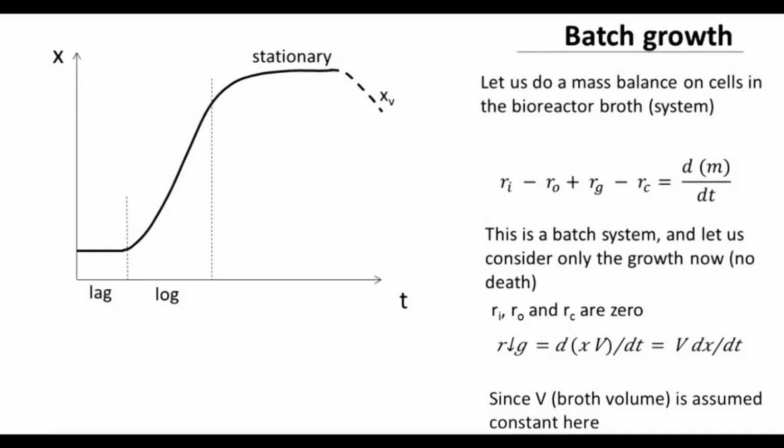If volume is a constant, it's not going to change with time, and therefore V can be taken out as a constant out of this derivative, and therefore it becomes V times dx/dt.